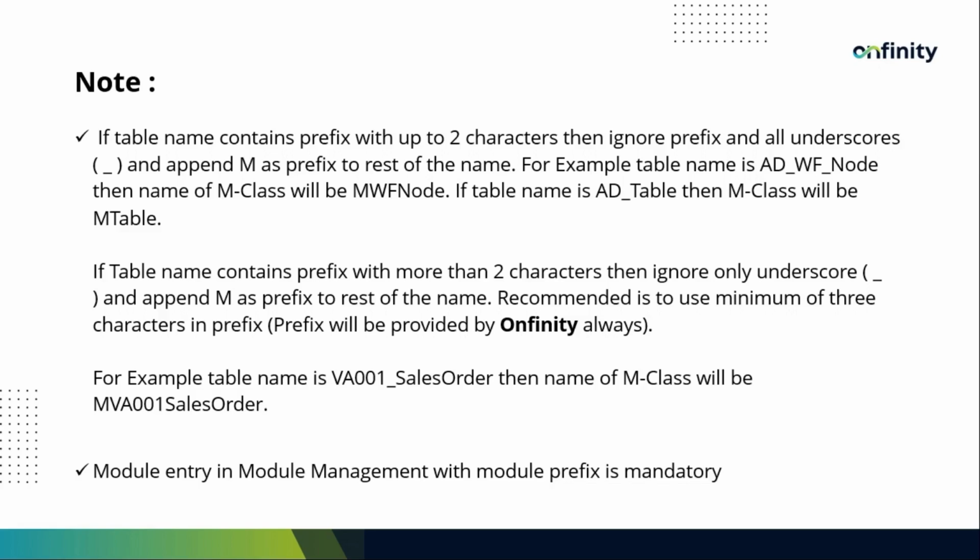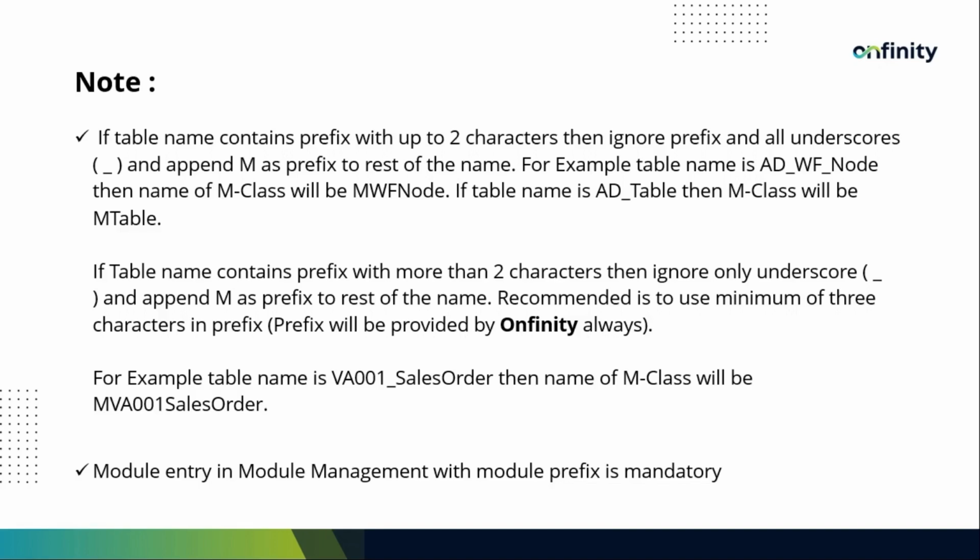So in those cases where the number of characters is greater than 2 for a table, for example, as you can see, the name of the table is VA01_SalesOrder. In this case, the name of the M class should be MVA01SalesOrder, where the underscores are removed and M is appended in front. So this will be the case for all the M classes that you will be creating for the new tables that will be added by the users. As I mentioned, the name of the M classes is very important. It has to be according to this format.